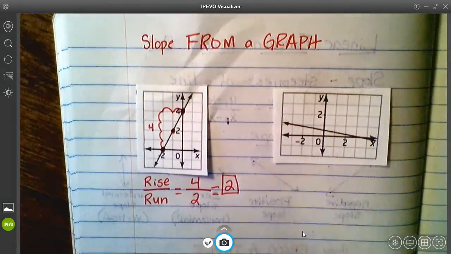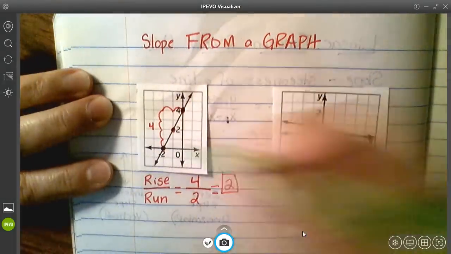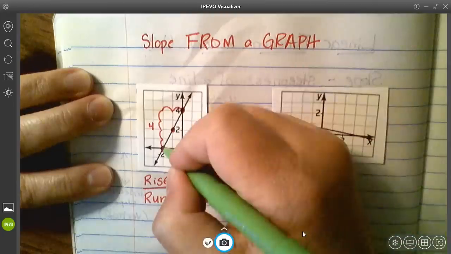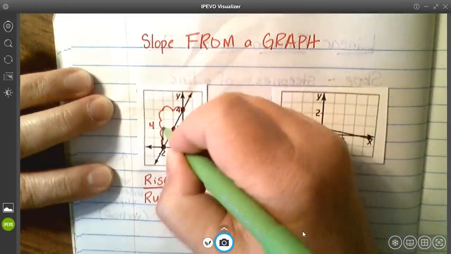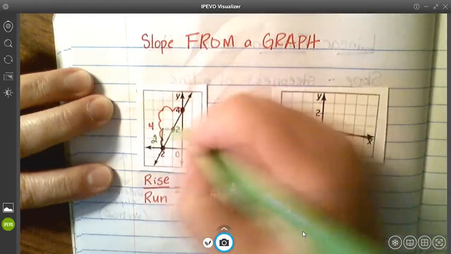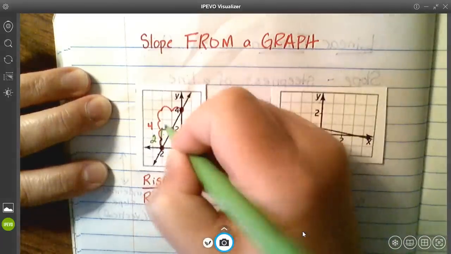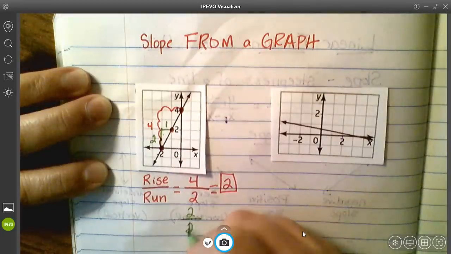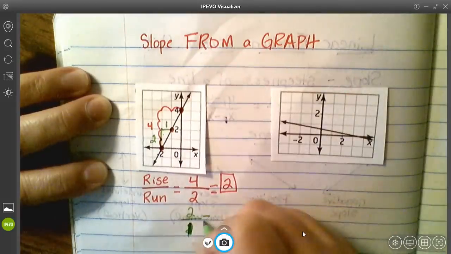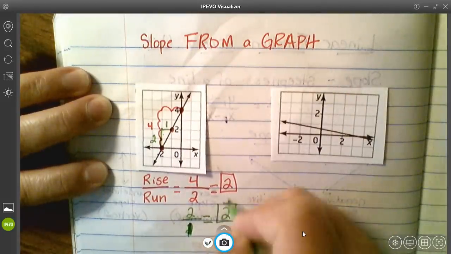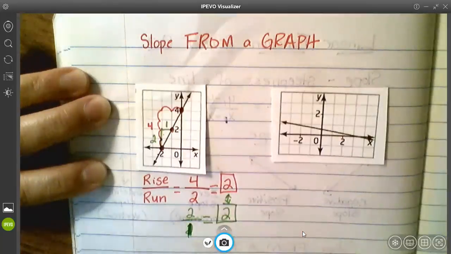Do not forget, it doesn't matter which 2 points. If I pick these points, 1, 2, and then I go over 1, that is 2 divided by 1, which also gives me 2. So it's the same no matter what.